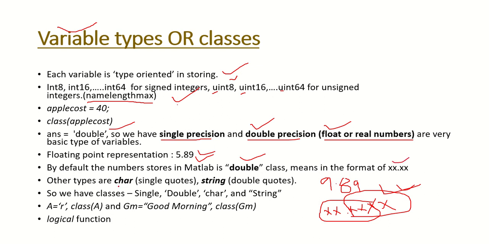And there are other types of variables like char with single quotes, and string with double quotes. And we have the class single precision. This is almost not used, but it is also there as a type for variables. Double, character, string. I just gave single quotes and double quotes; by seeing this itself we can imagine what is string and what is character. One example I gave here, we will perform this in the main window.